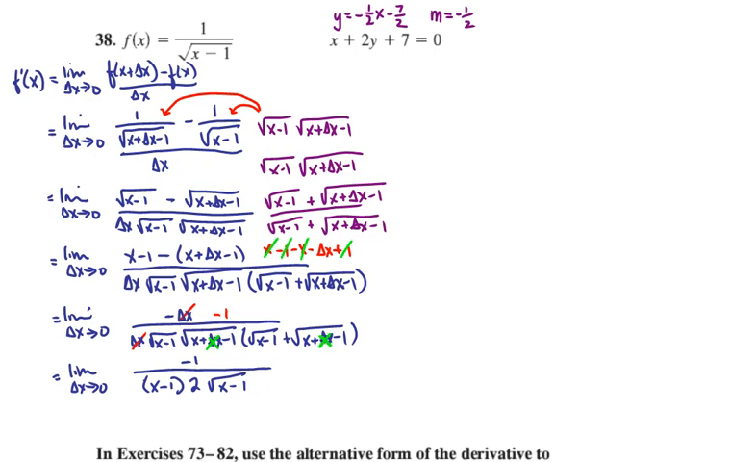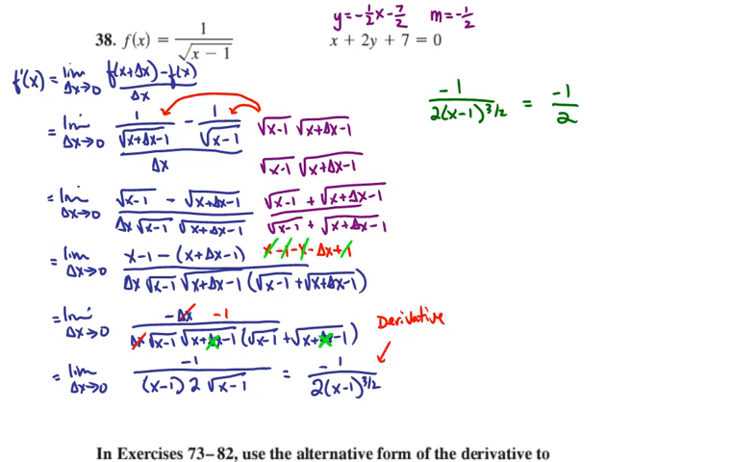And if we write square root of x minus 1 as x minus 1 to the 1/2, and x minus 1 is x minus 1 to the 2/2, then this finally simplifies to negative 1 over 2 times x minus 1 to the 3/2. And that is our derivative. And that's what we want to set equal to negative 1/2. And so we want that derivative to equal negative 1/2.